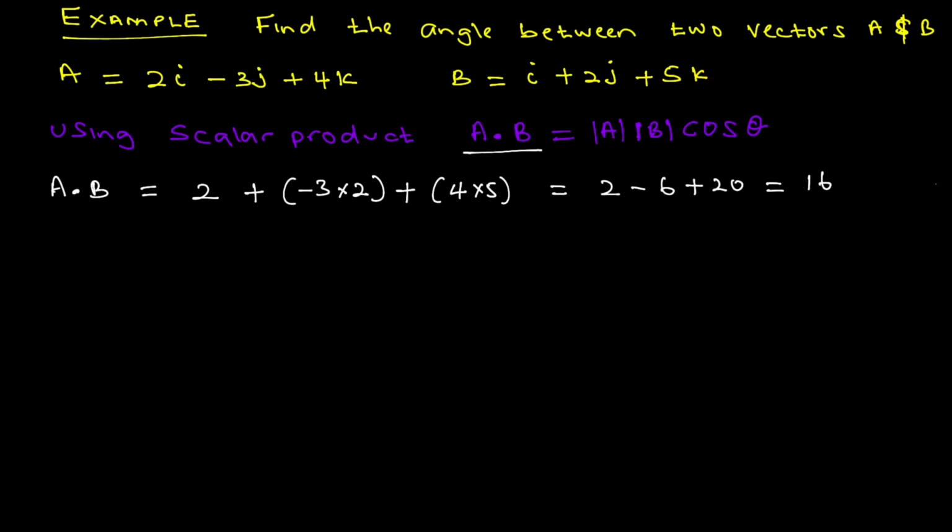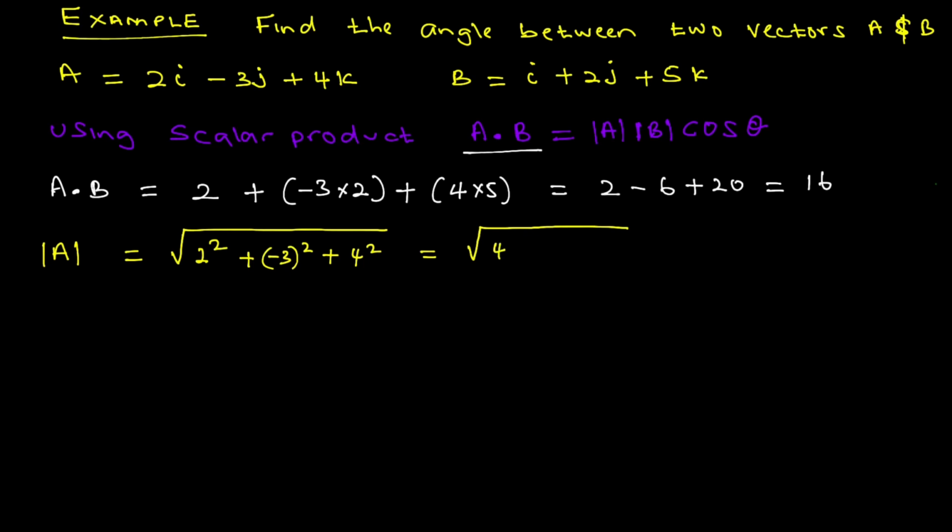So we found A dot B. Now we need to find the modulus of A. The modulus of A would be the square root of 2 squared plus minus 3 squared plus 4 squared, and that will be equal to the square root of 4 plus 9 plus 16, which is the square root of 29.